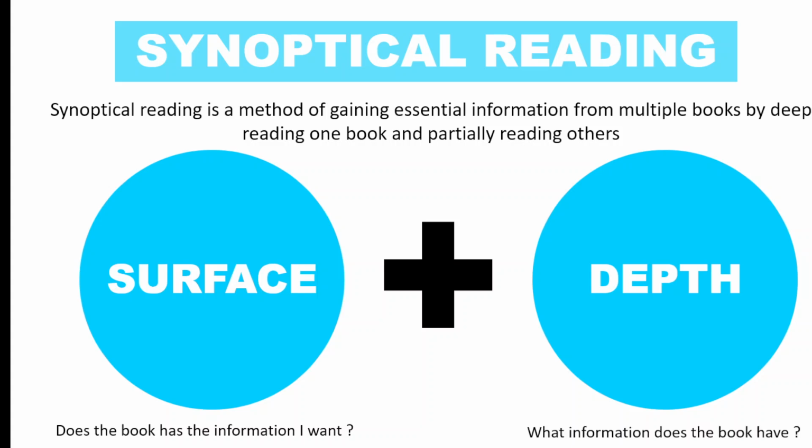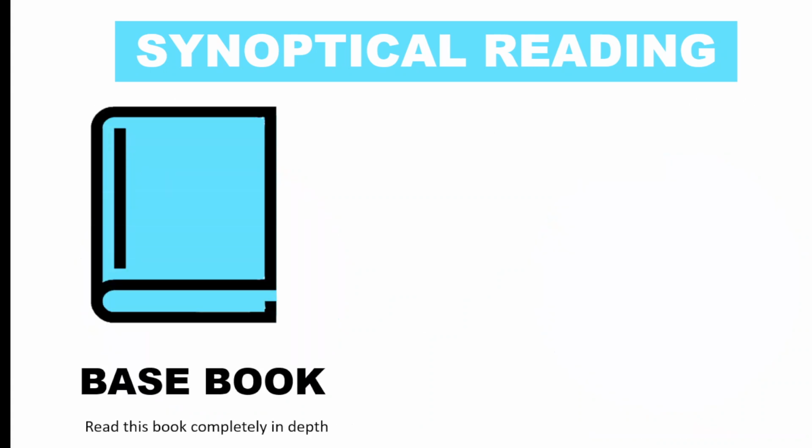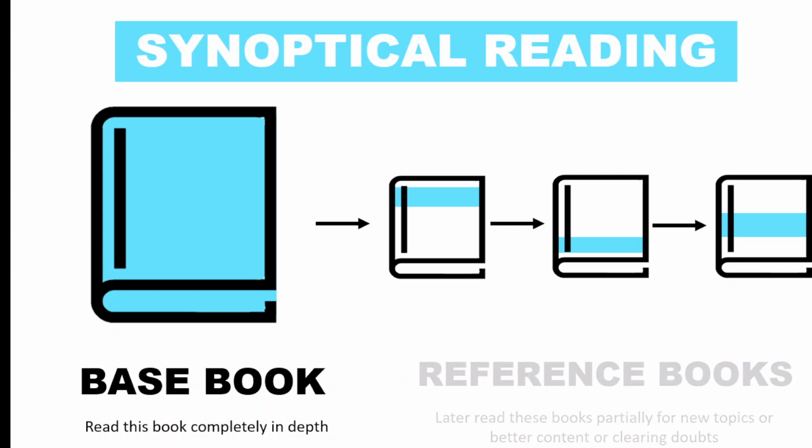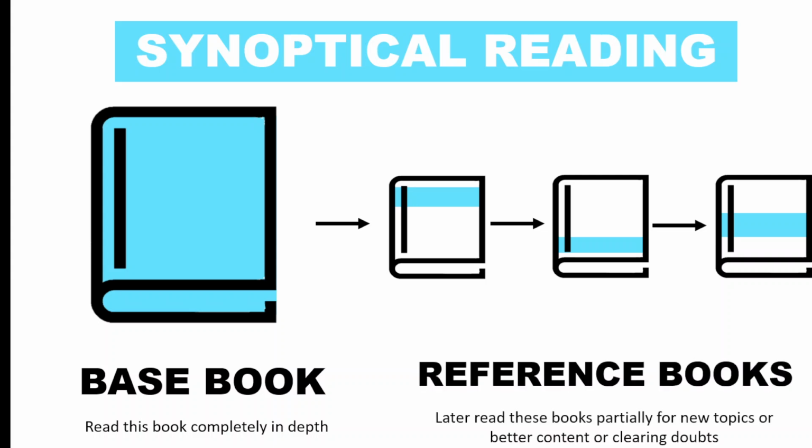And in depth reading you see what type of information the book actually has. For that you have to read the book in depth. So synoptical reading occurs in this manner. You have one base book, you read it completely in depth, 100%. This is the best book you find. In psychology, I use Passer and Smith. Then you move forward to the other books, for example Feldman, Bernstein, etc., and you use them as reference books.